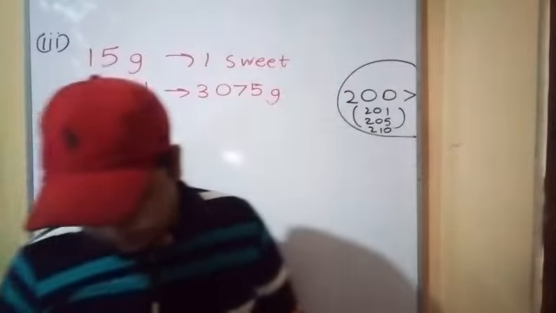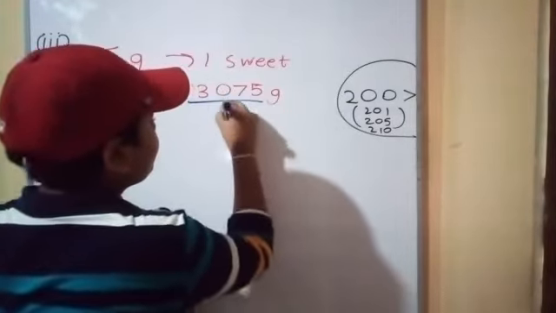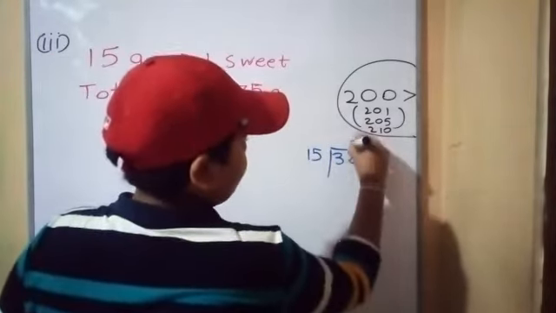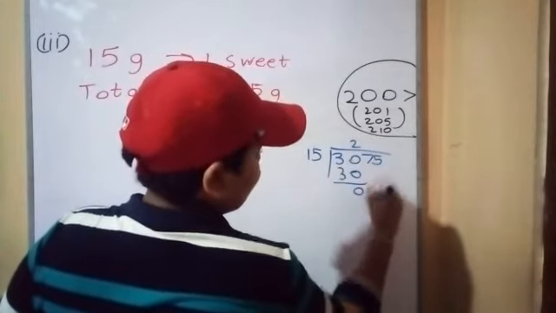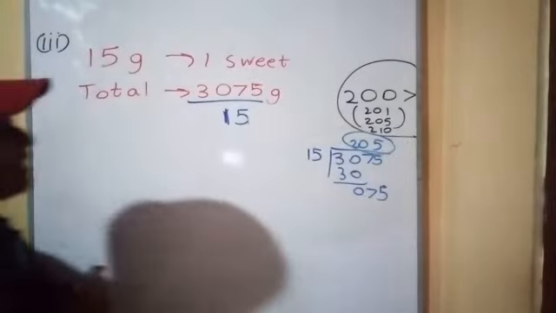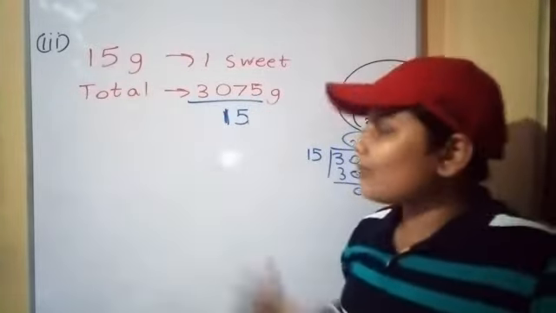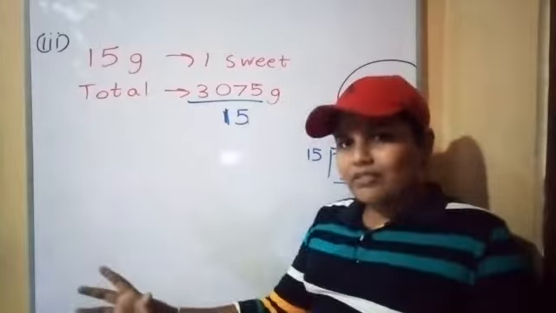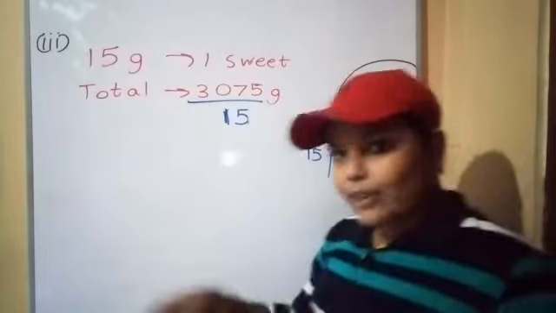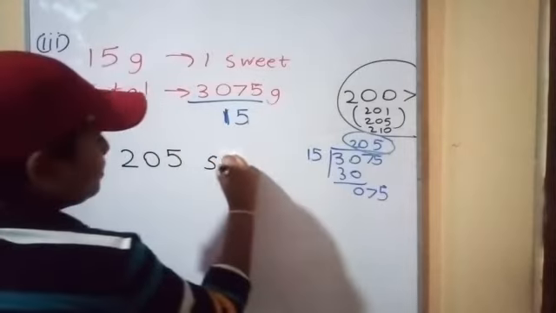Yes. Now, what do we want to do? Divide this by 15. Okay, let's divide. Now, like this. So 2, 30, 0. For the 7, 0, 75 to 5. Now they are given that one sweet is 15 grams. You want to find how many sweets can be made from 3075 grams. 205 sweets.